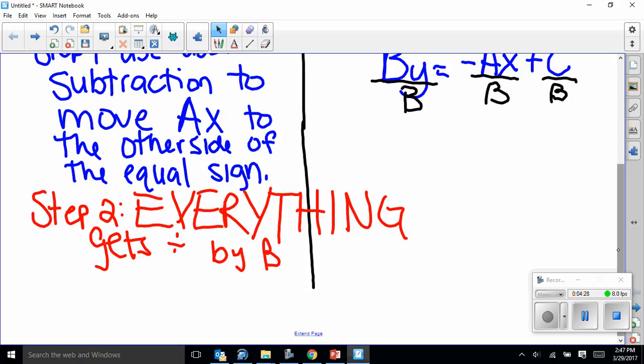And everything is awesome. If everything gets divided by b, then everything is awesome.